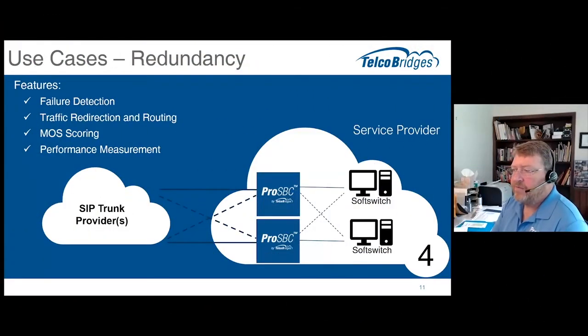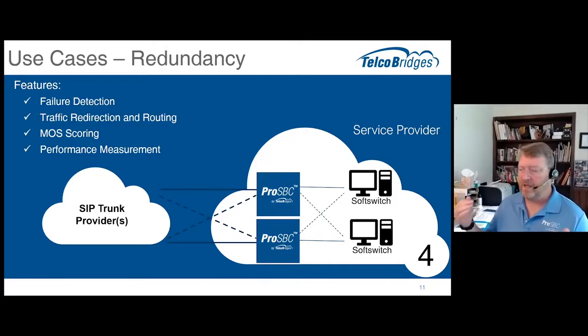Use case number 4, and this is redundancy, where an operator wants to work with one or more SIP trunk providers, and they want to provide full redundancy between their soft switches and their customers and their operators. In this particular case, they're using 2 active ProSBC servers.